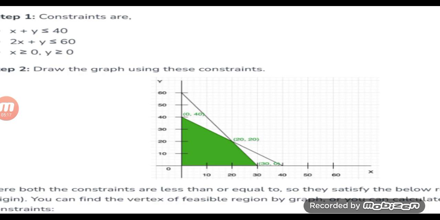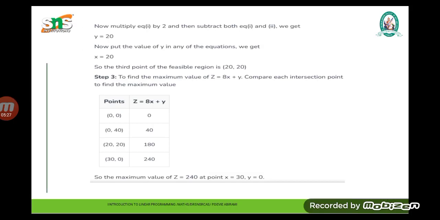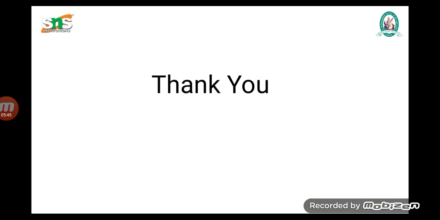By plotting this, I have marked the corner points of my feasible region. So my corner points are 0 comma 40, 20 comma 20 and 30 comma 0. By substituting in my z value, I will get the maximum value as 240 at the point x is equal to 30 and y is equal to 0. This is how we calculate the maximum z by using the graphical method.